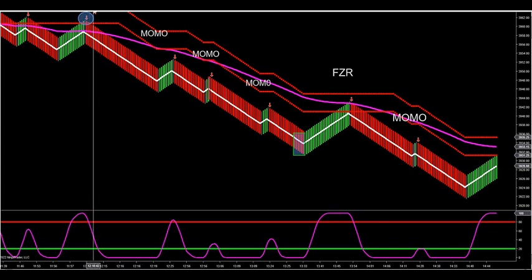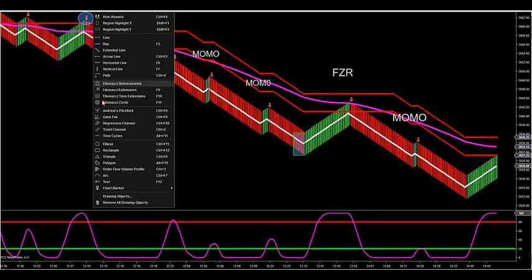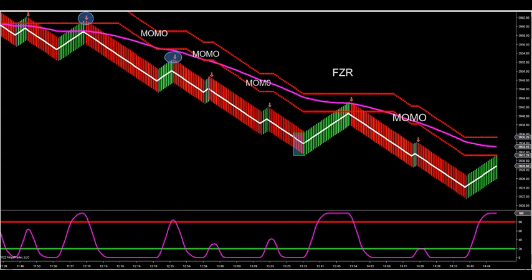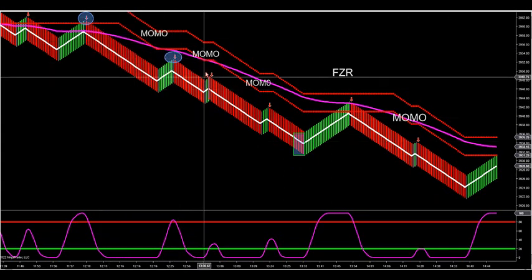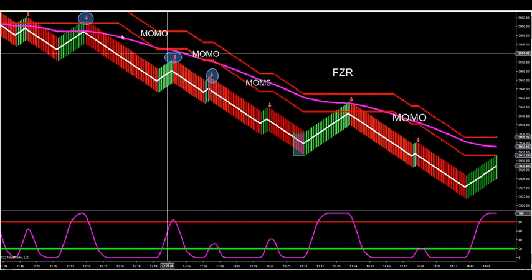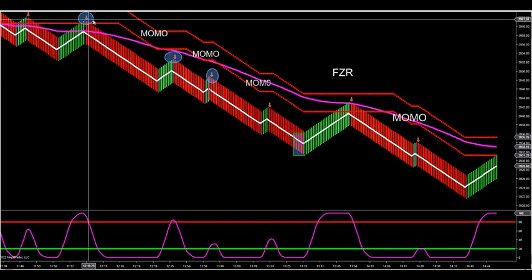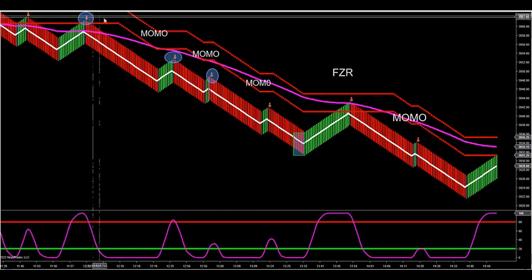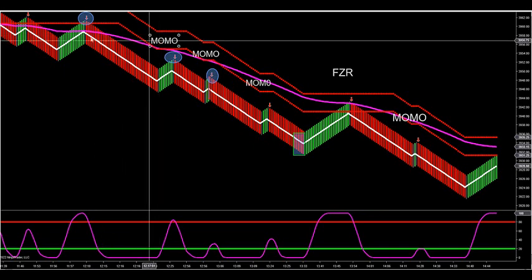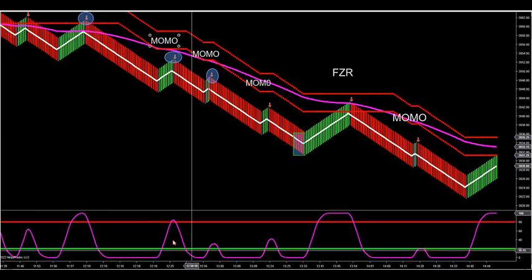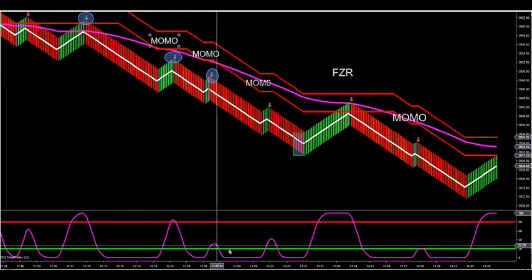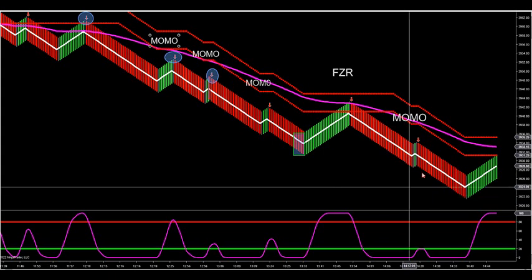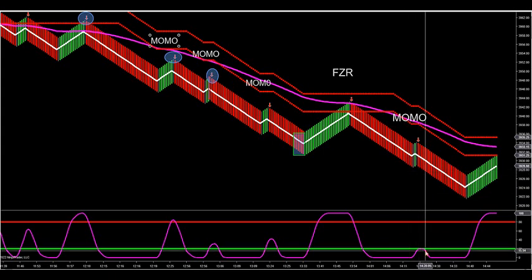All right. One of the best combos I like is you get an FZR and then you go right into MOMO trades, because that means the market is really weak and the FZR has been rejected. So these are really good trades because you're getting rejected out of the zone, and we know our zones are accurate, but you get moving away from the zone. If the market doesn't get above 80 right here, right here, right here, and the arrow fires, that means the market's really weak. And you can see a continuation to the downside.